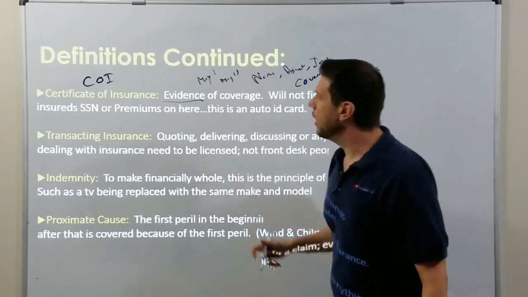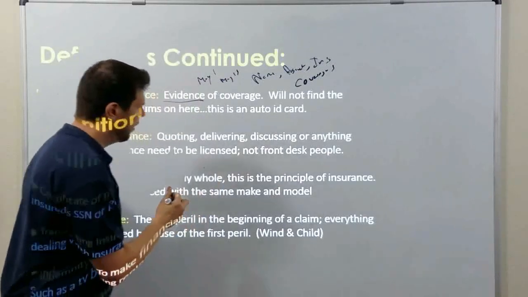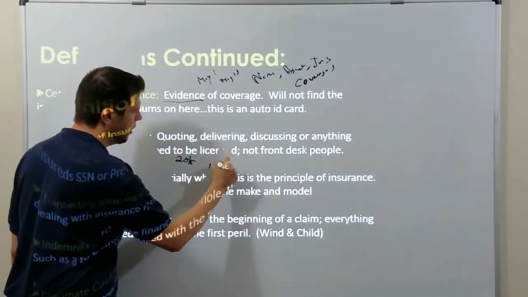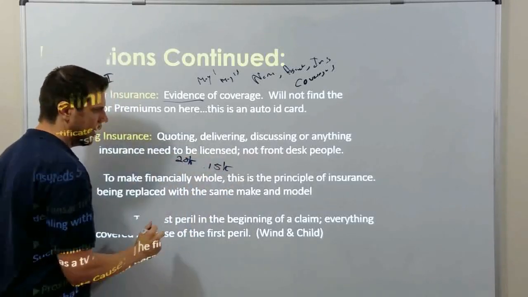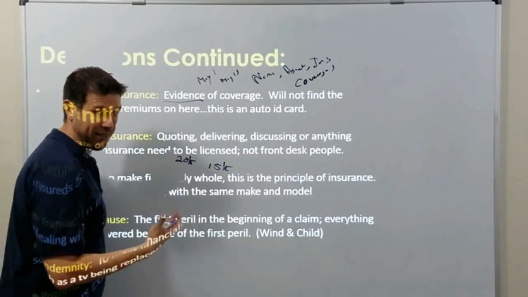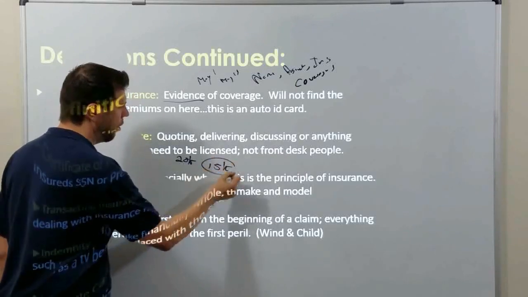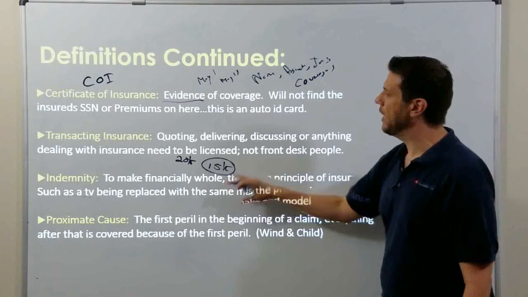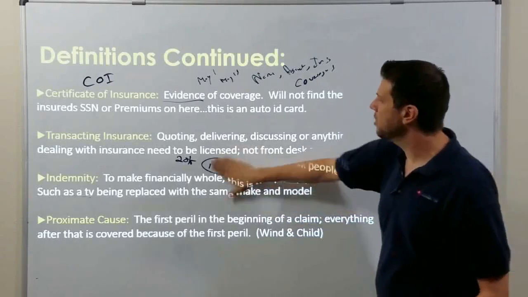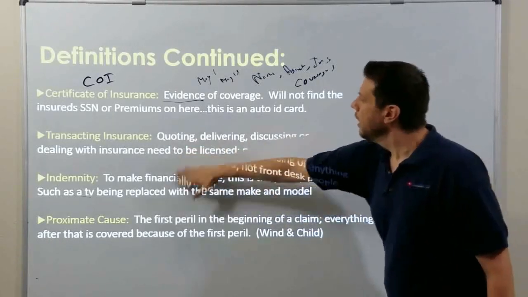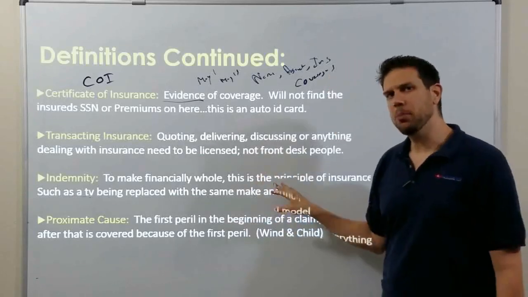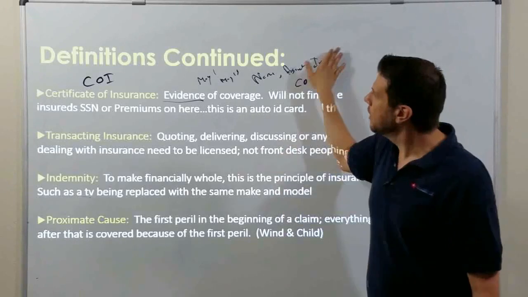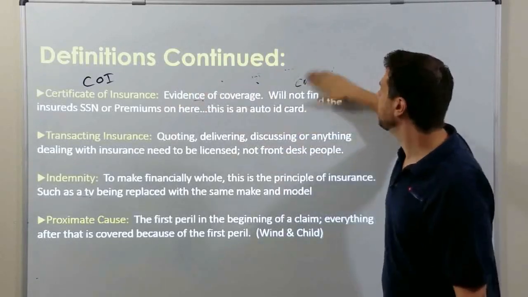Let's say you had that ring, and the ring you said was worth 20, but the insurance company only insured it for 15. If the ring is lost, let's say fire, the insurance company only pays you up to the limits. Indemnity is to be made financially whole. It is the founding principle of insurance. We'll learn more about this on the next slide. The next definition we have is proximate cause.